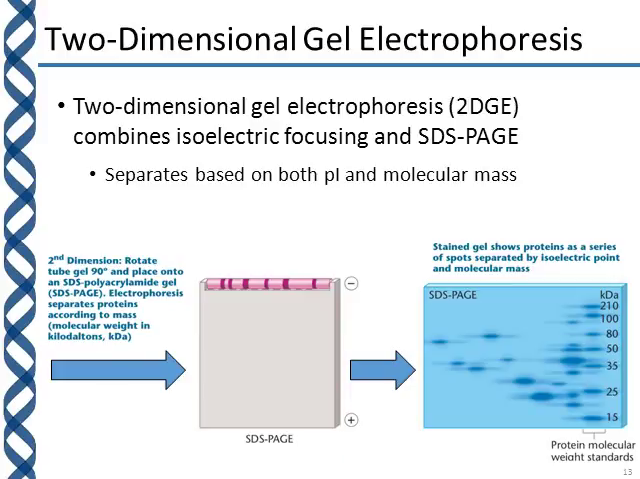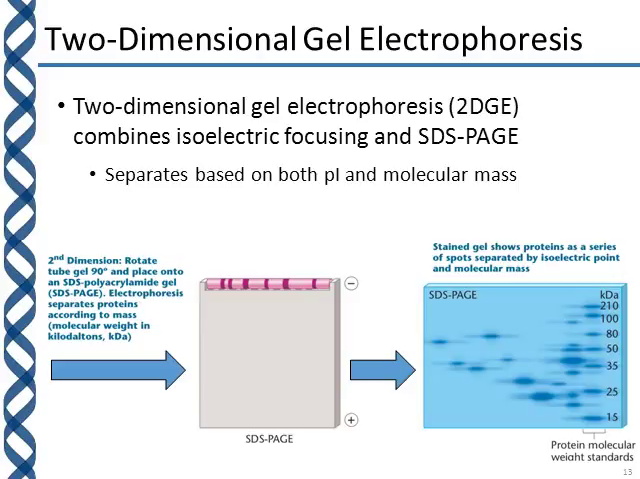In the second dimension, this isoelectric tube gel is then rotated 90 degrees and placed onto the top of an SDS polyacrylamide gel. Electrophoresis now separates the proteins according to their molecular mass or molecular weight in kilodaltons. So as you can see, it's done exactly the same way as normal electrophoresis, but now your tube gel is laying on top of this polyacrylamide gel, which is now a slab gel. An electric field is applied, and the proteins are now separated based on their molecular weight.